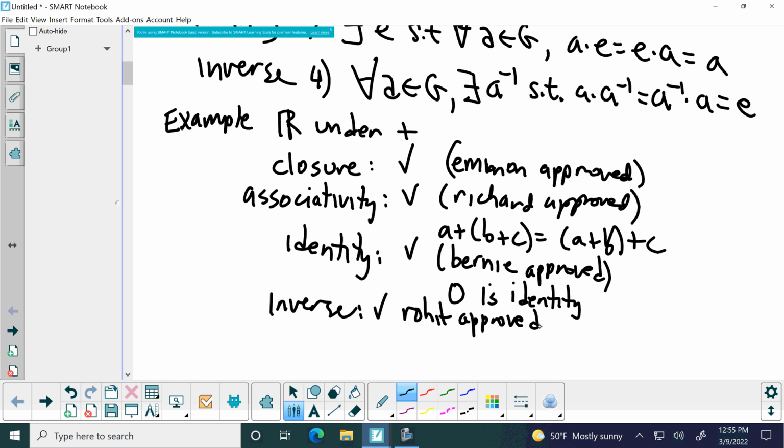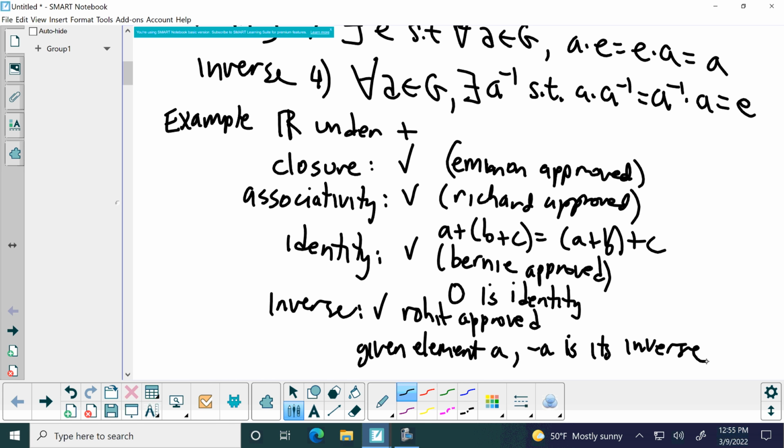Rohit approved. So that means that given element A, negative A is its inverse.